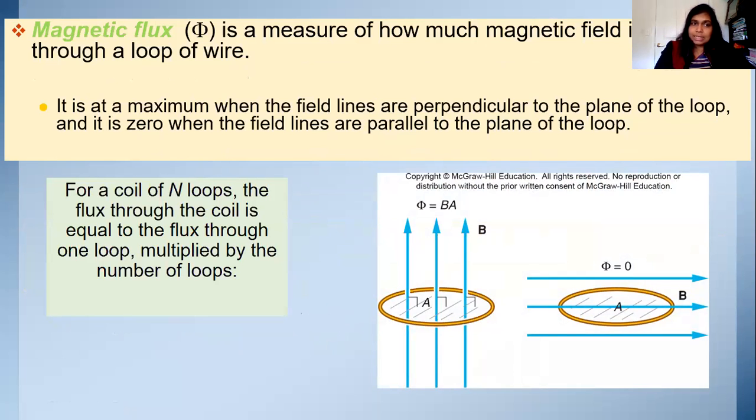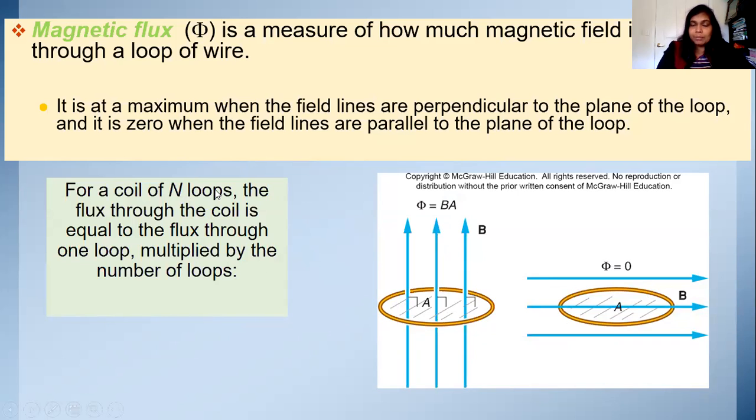Okay, so we learned that the magnetic flux is a measure of how many magnetic field lines are passing through the coil, and it is at a maximum when the field lines are perpendicular to the plane of the loop. So here, if you keep the loop along the magnetic field lines, then there's no magnetic flux passing through the coil. But if you keep the coil perpendicular to the magnetic field lines, then we see the maximum flux going through the loop. So we can induce a maximum current in this position.